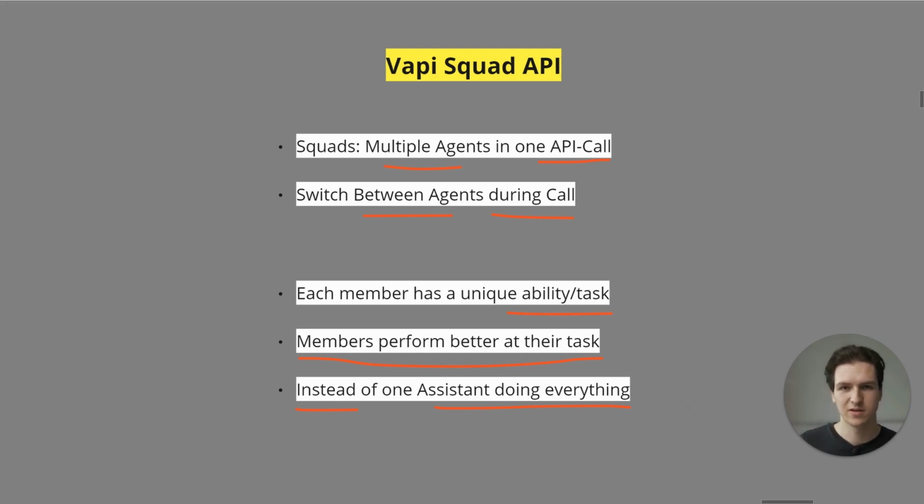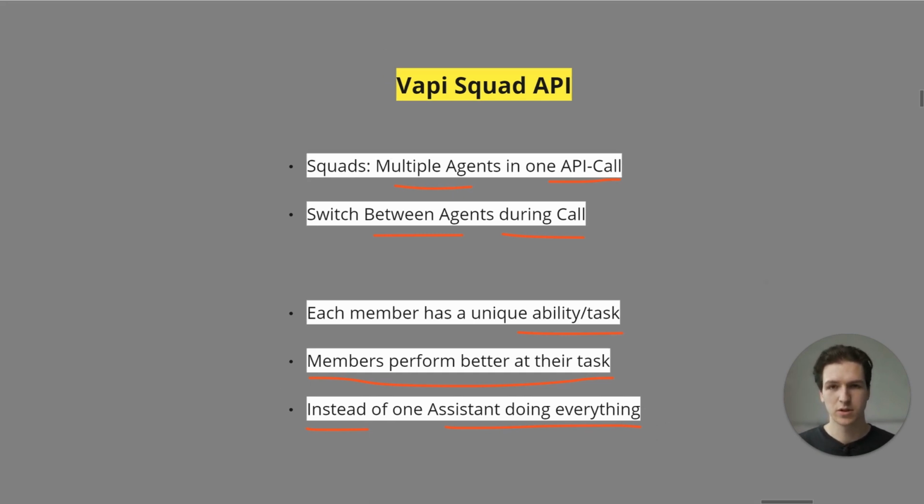Now, the way we could imitate this feature in the past was using the forwarding call numbers array, but obviously with the squad feature, this is not necessary anymore, except for some specific use cases if you actually want to forward it to a real number and a real human being. But now you can have different agents just in one API call with this. So let me just quickly demo this for you and then jump right into the JSON.